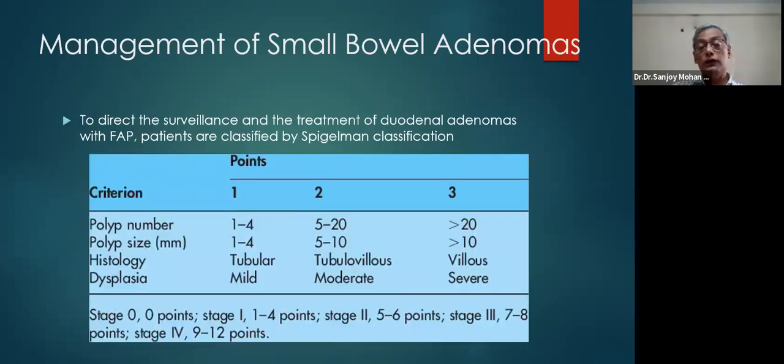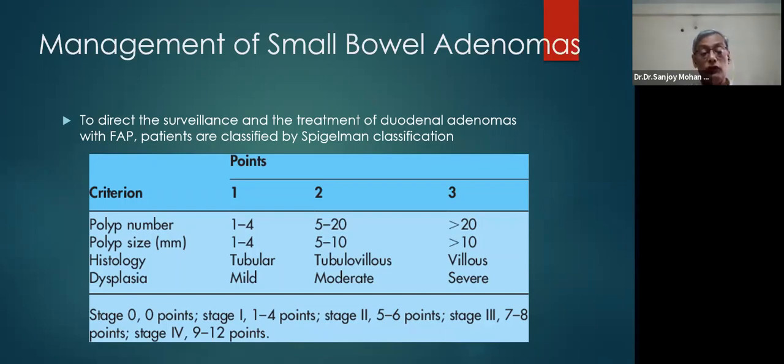So there is the Spigelman classification, which is used for the assessment of treatment as well as surveillance. In this classification, there are criteria, and each is given 1 to 3 points according to the number of polyps, the size of the polyps, the histological type, or the dysplasia. The polyp number: if it is 1 to 4, the point is 1; if it is 5 to 20, it is 2; more than 20, it is 3.